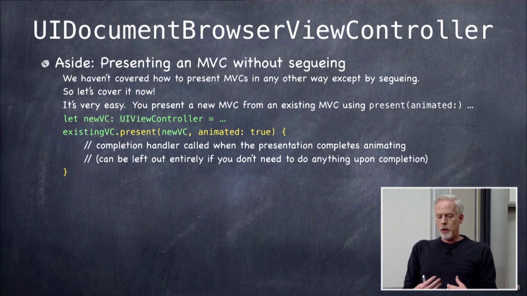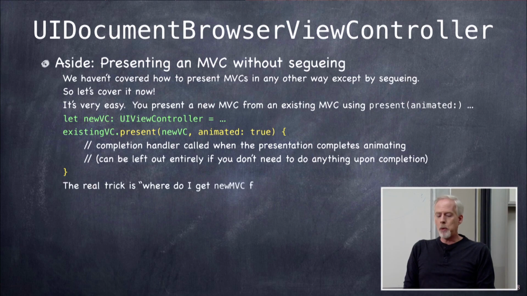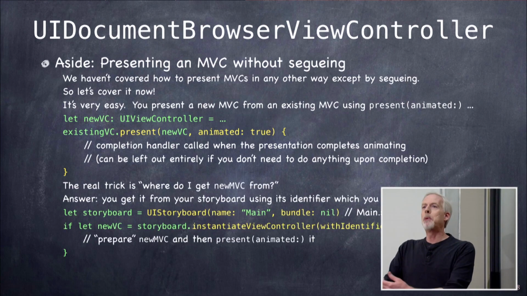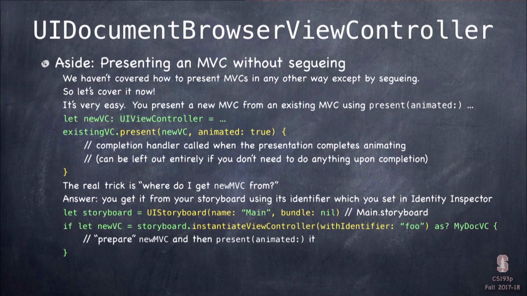So the trick here, though, is how do I get a new MVC to present? I told you earlier that iOS has a few MVCs, like the camera picture taking MVC and some others. But what if you have one of your own? Well, it's really easy, actually. You just put it in your storyboard. It won't have any segues drawn to it, but you're going to name it. You select it, go to your identity inspector, there's a little storyboard ID in there, you give it a name, and then you use that name in your code like this.